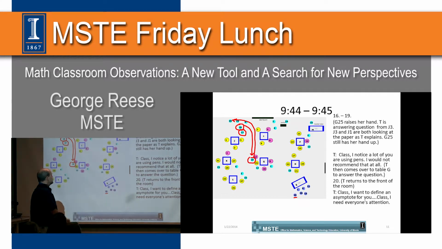T: Class, I notice a lot of you are using pens. I would not recommend that at all. T then comes over to table G to answer the question. T returns to the front of the room.